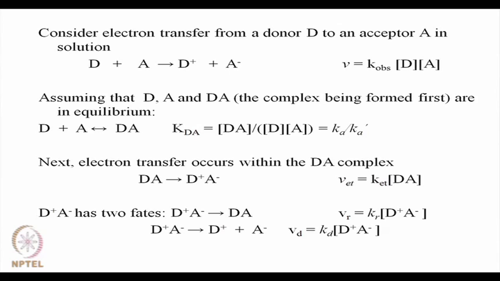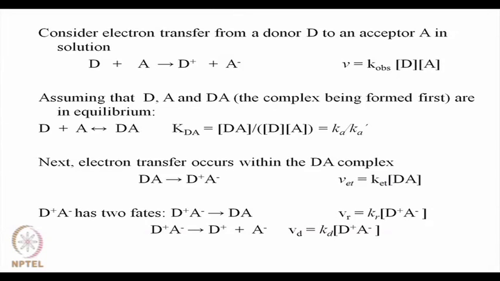Okay. Next is the step, as I told you, the electron transfer within the dA complex. These two entities initially form a complex, and after it is formed, the orbital of the donor and the orbital of the acceptor interact because of the proximity. This interaction is well suited when they form a dA complex, and then transfer of electron from one to another takes place. So that is why next is the electron transfer occurring within the dA complex.